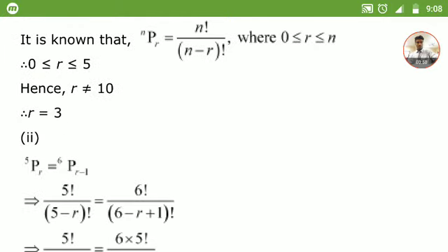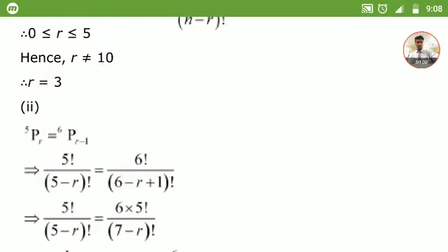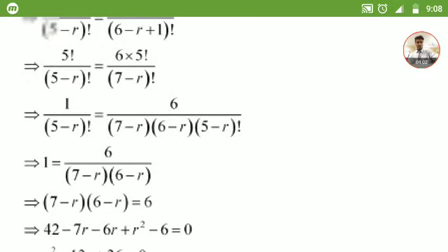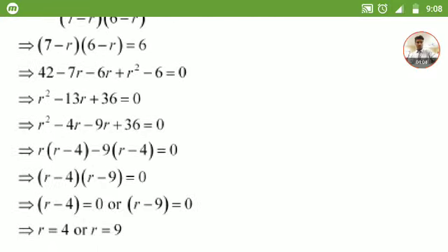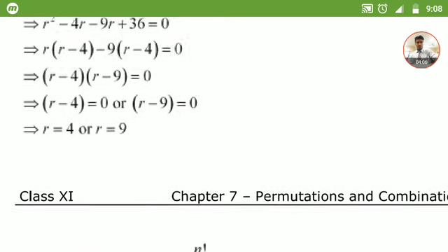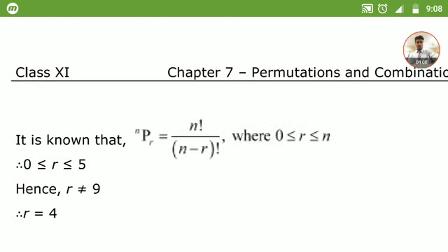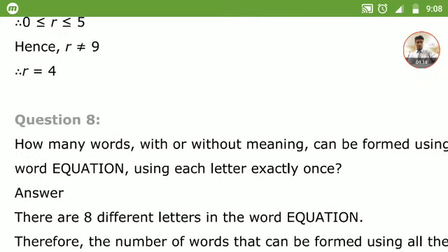moving on. 5Pr factorial, same thing. Copy down the formula, and as you have done the previous one, this is also the same thing. 4 and 9, you will choose 9 because n value is less than 5. That's it.